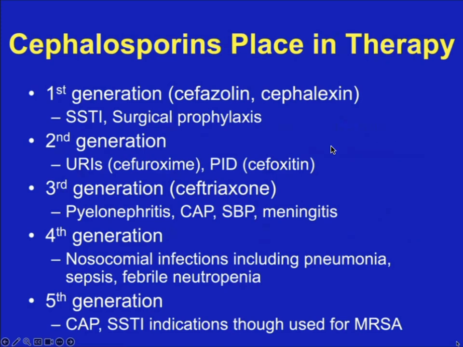So where are the places of these generations? First generation: skin and soft tissue, cephalexin, cefazolin, and surgical prophylaxis. It's our number one drug. Cefazolin is our number one used drug, not by duration, but as far as number of people who actually get it in the hospital, just for surgical prophylaxis. It's great for that.